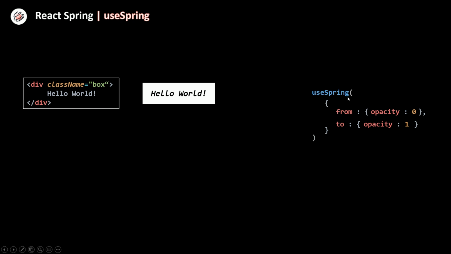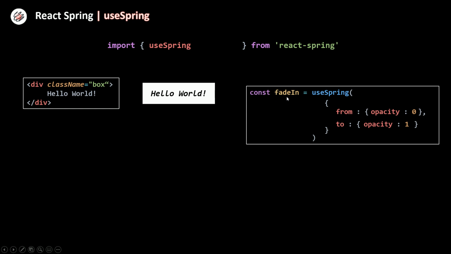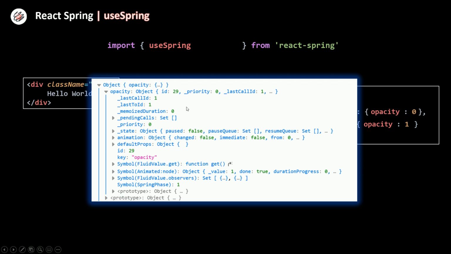useSpring is my custom hook, which is just a special function. Of course, before using it, we need to bring it in from React Spring. And now whatever useSpring returns is going to be the animation. I'm going to set that to my constant called fadeIn. If I take a look at that constant fadeIn, I'm going to find it's an object, and it has a property called opacity, which is the property we're playing with. But here, the opacity is not 0 or 1, it's an object, with a bunch of properties that we don't know how to use.